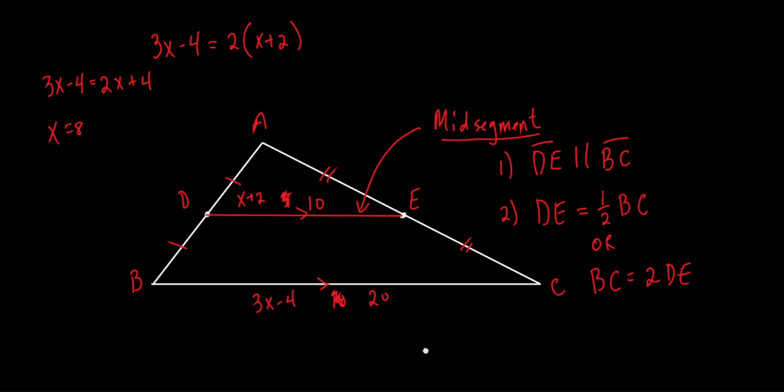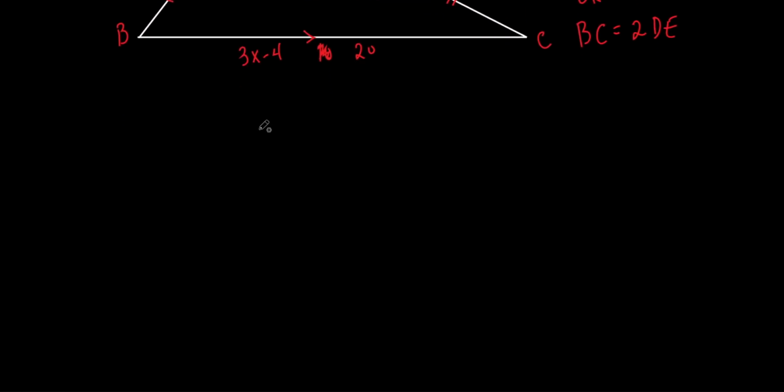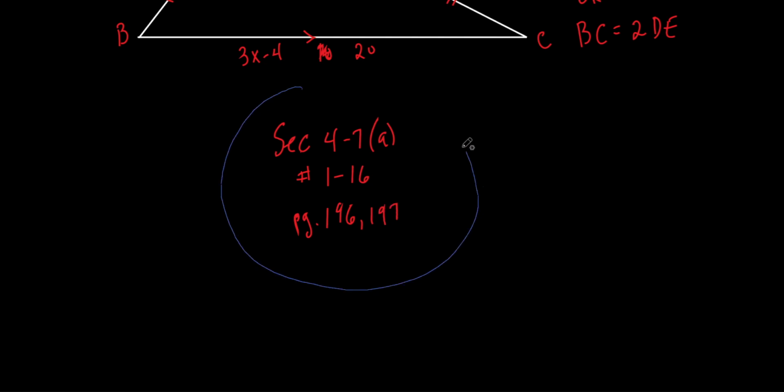I split this up into two days anyway, so I will cover the rest of it on Monday. So, what did I give you? 1 to 16. So let's call it 4-7A, and it's numbers 1 through 16, page 196, 197. It should be on the lesson plan thing that I gave you, but there it is, just in case. That's your homework.